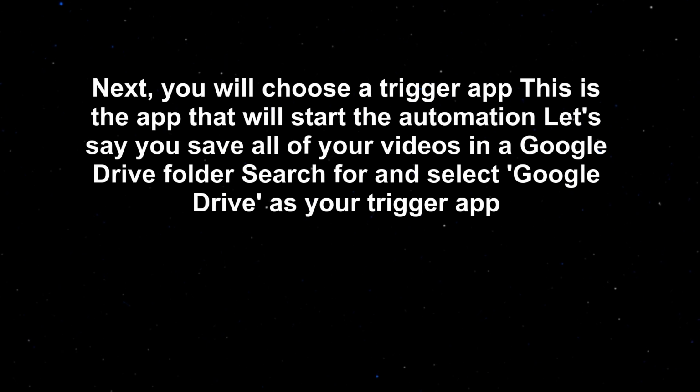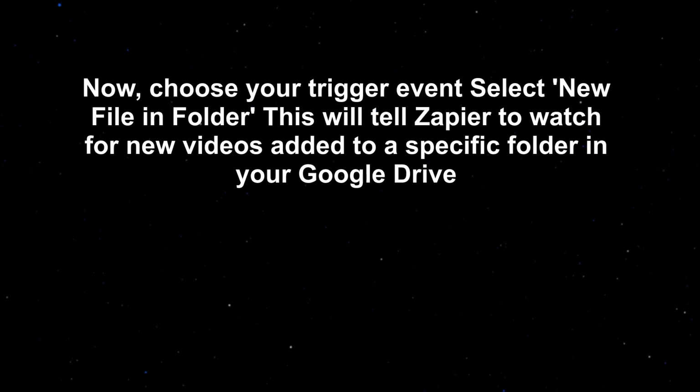Let's say you save all of your videos in a Google Drive folder. Search for and select Google Drive as your trigger app. Now, choose your trigger event, select New File in Folder. This will tell Zapier to watch for new videos added to a specific folder in your Google Drive.